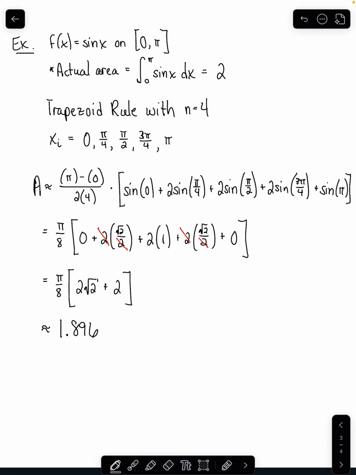It is a little bit lower than we might expect, and if you want to draw the graph of this function, we would see that because of its concavity, the trapezoids will always be an underestimation. Thus, we get an area that is smaller than the actual area.